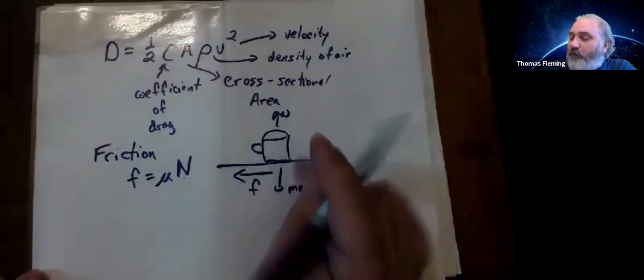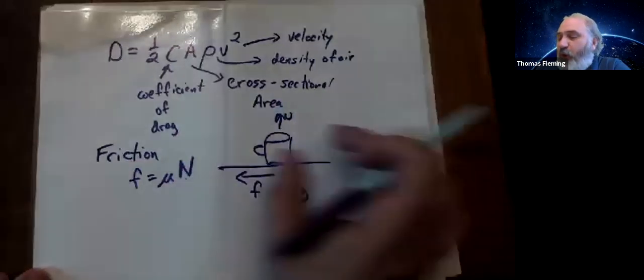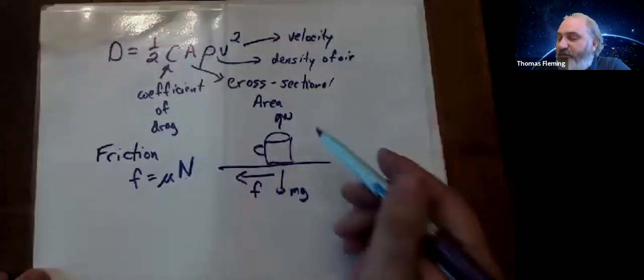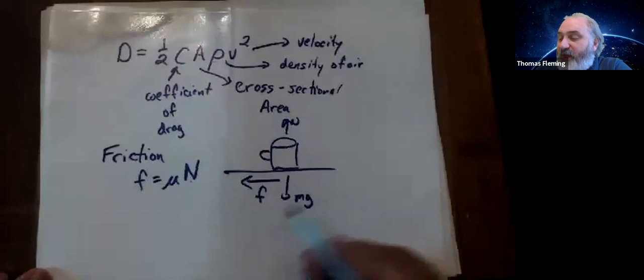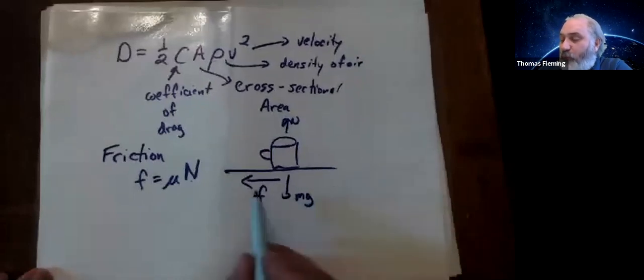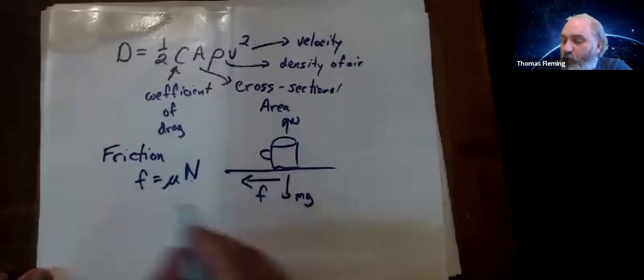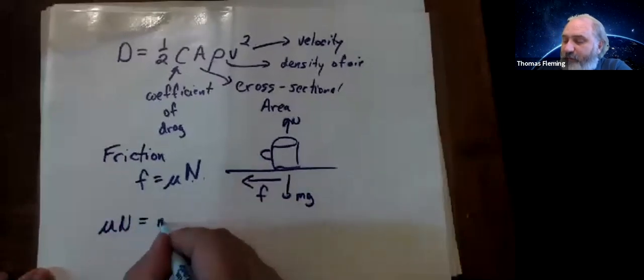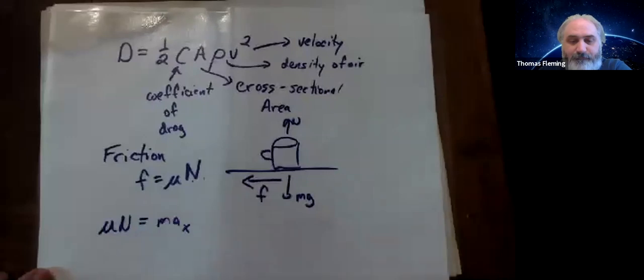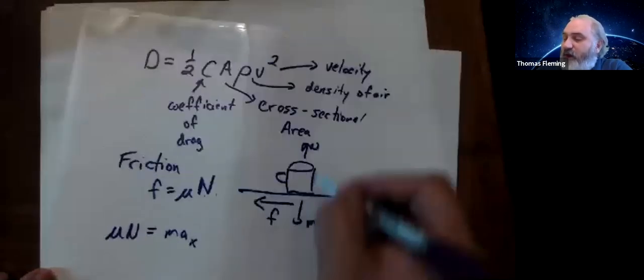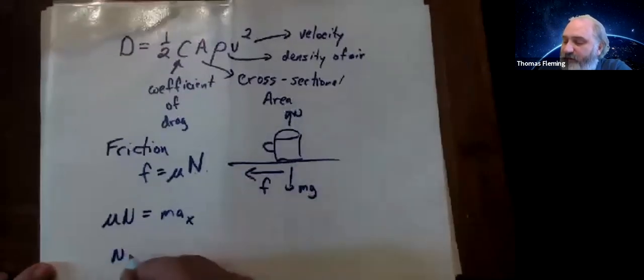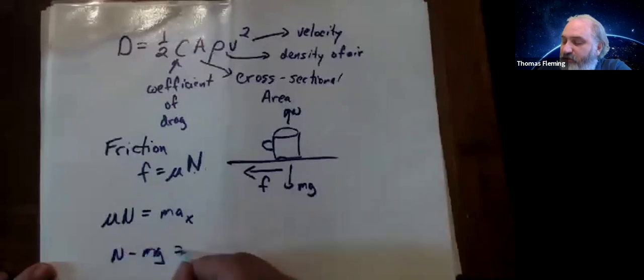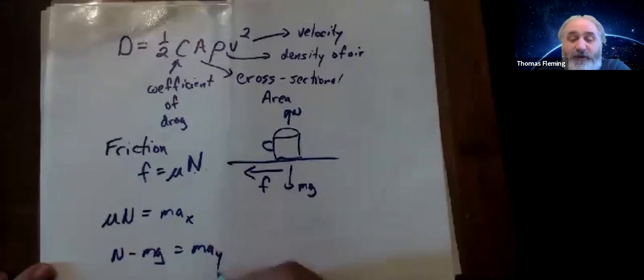So my coffee cup was sliding across the counter, basically just coasting to a stop. This would be my free body diagram. And my equations would be, in the X direction, I have one force, so F, or μN, equals MA in the X direction. And my Y direction forces would be N minus MG equals MA in the Y direction.